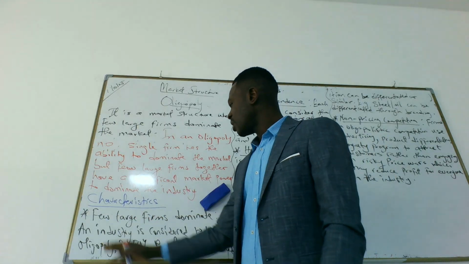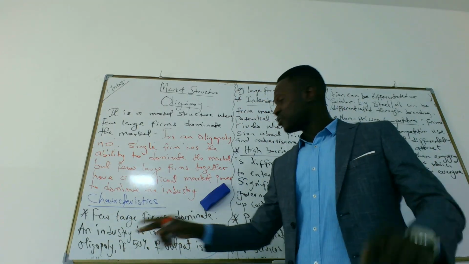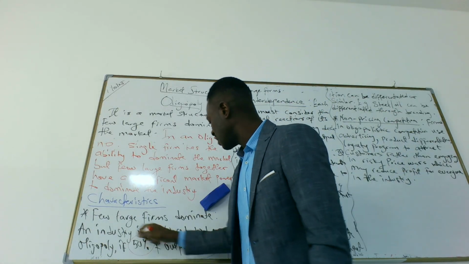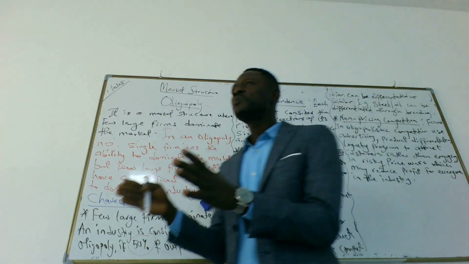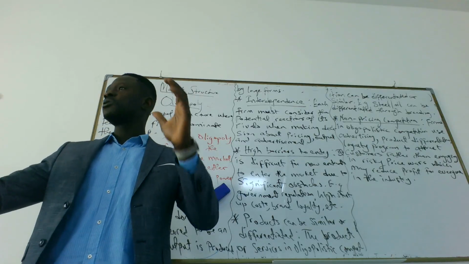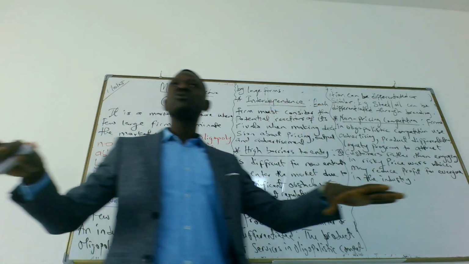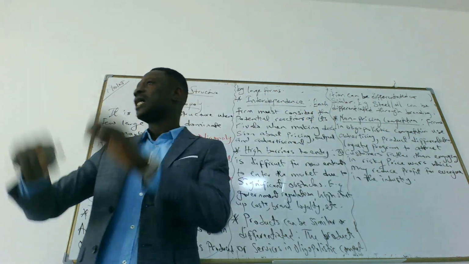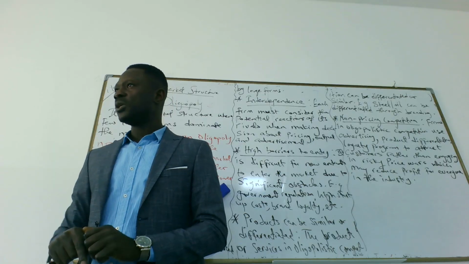The first one, few large firms dominate. So an industry is considered to be an oligopoly if 50% of output is produced by the few large firms. That means, if they produce 1 million output in this industry, and 500,000 of that output is from within a few large firms, that makes it an oligopoly. Do we get it, please?